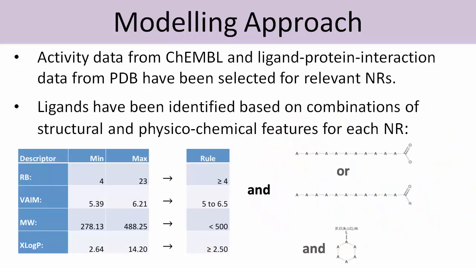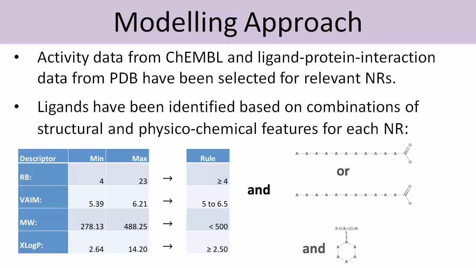Our modeling approach is based on activity data from Campbell and ligand-protein interaction data from the Protein Data Bank. These have been selected for all relevant nuclear receptors. Ligands have been identified based on combinations of structural and physicochemical features for each nuclear receptor. Below we see an example of the retinoic acid receptor.